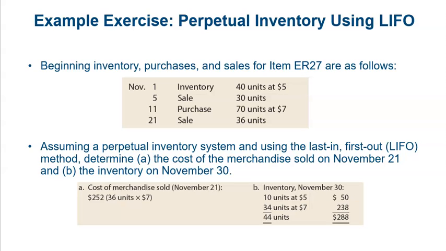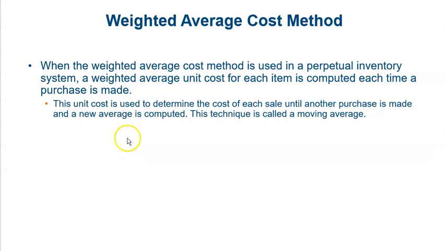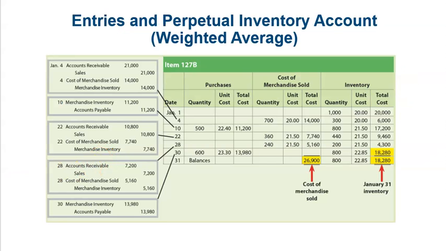All right, the last one that we need to do is the weighted average. And so the weighted average is actually a little bit more simple because what you do is you start off with your beginning, just like we had, 1,000 at 20, and then we sell some. Well, we only have one level, so our average is just 20 because we only have one. So we sold those, and we're left with 300. Now we're going to go buy some more. So we bought 500 at $22.40.